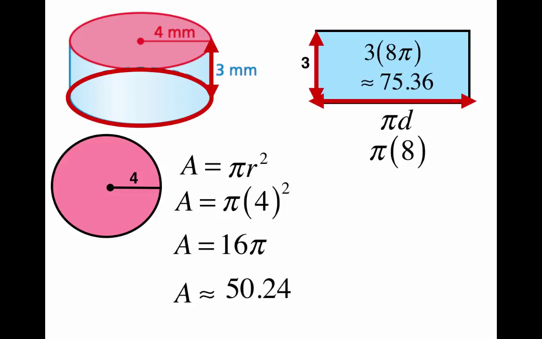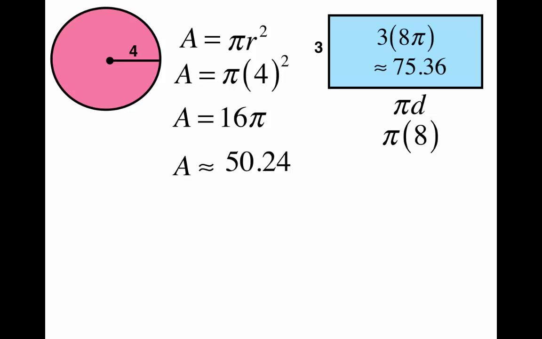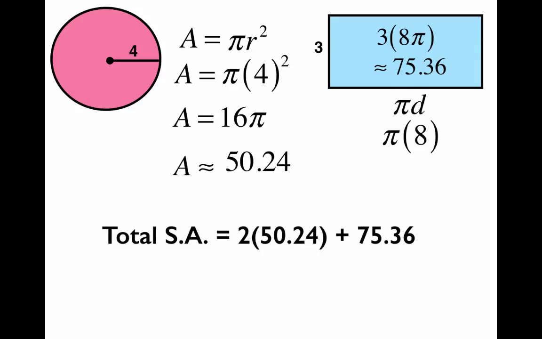Here's our answer, 75.36. So our total surface area now is going to be 2 of the circles, 2 of the top and bottom, so 50.24, plus the rectangle, 75.36. Now we grab a calculator. We multiply 2 times 50.24, we add the 75.36.